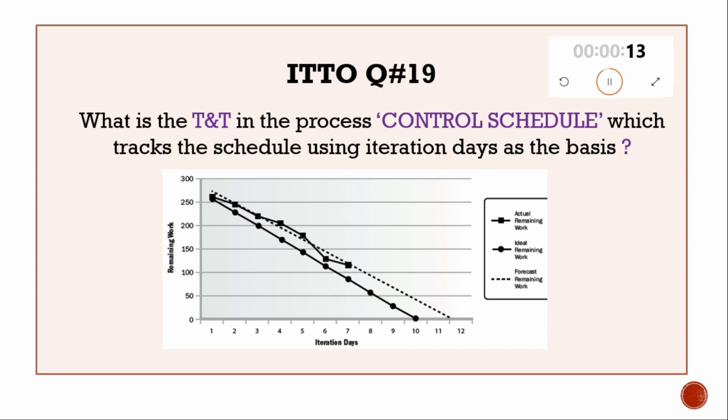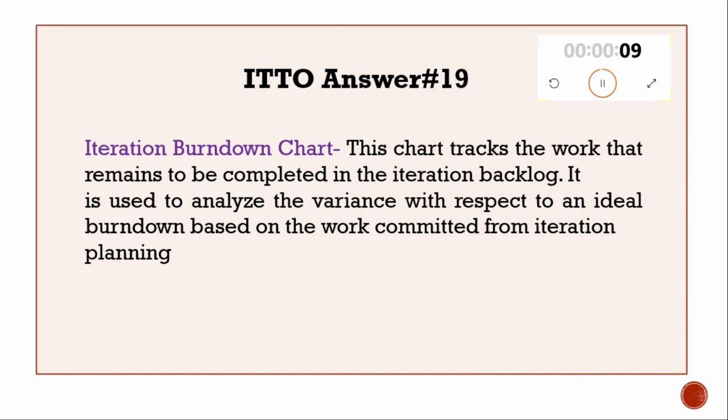ITTO question number 19. What is the tools and techniques in the process control schedule which tracks the schedule using iteration days as the basis? Check the slide for a brief overview and a picture. Answer number 19. Iteration burn down chart. This chart tracks the work that remains to be completed in the iteration backlog.